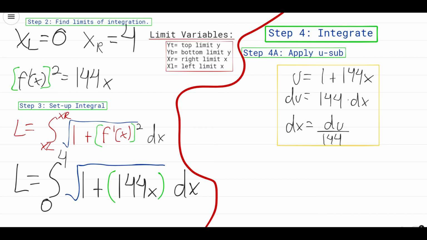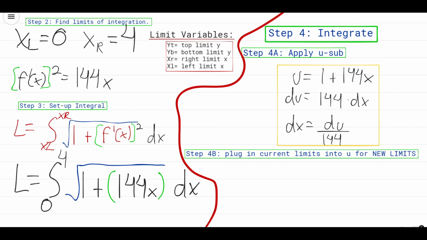And now this next step is a key step that you're probably not familiar with, so I do want you to pay attention right here. Since we applied u substitution, as I did mention in the instructional to this video, our limits are going to change. So the next step is to plug in the current limits into u to get our new limits. So what are our current limits? Our current limits are xl is equal to 0 and xr is equal to 4. So we're going to plug these into u as a function of x so we can get new limits.